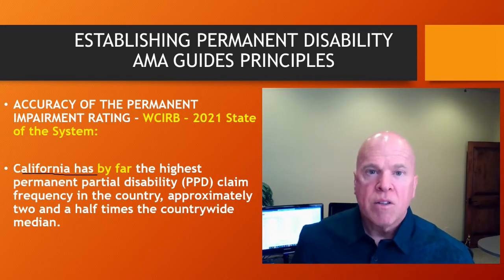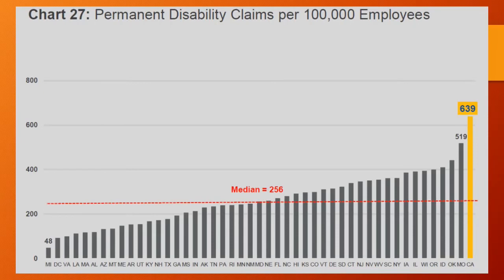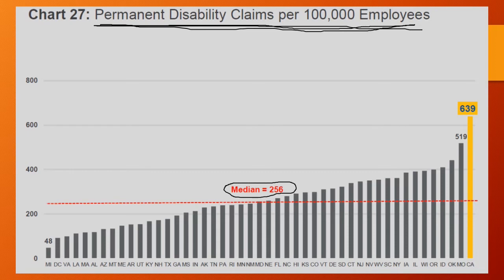So let's take a look at how this looks graphically on a graph. This graph is taken from the 2021 WCIRB study on the state of the system, and it shows the number of permanent disability claims per 1,000 employees. Per 1,000 employees. So this is how this statistic is standardized across all states. Well, it shows that the median number of permanent disability claims across the United States is 256 permanent disability claims per 1,000 employees.